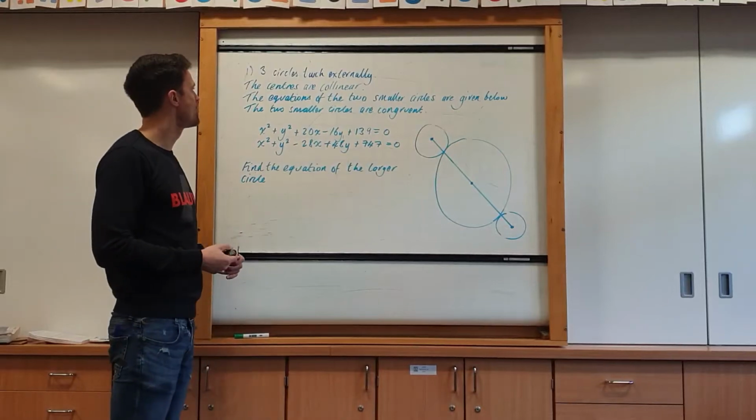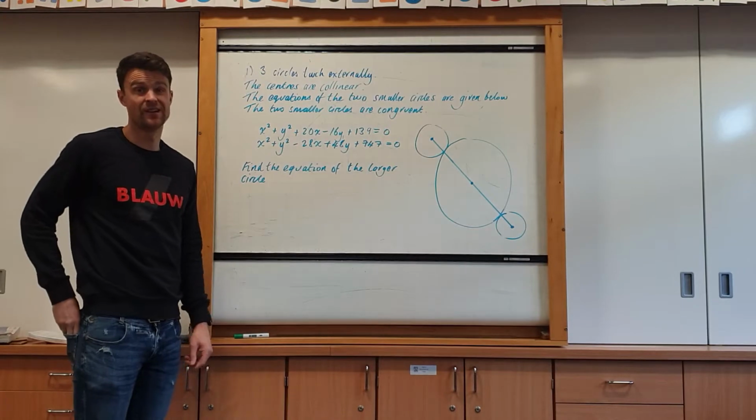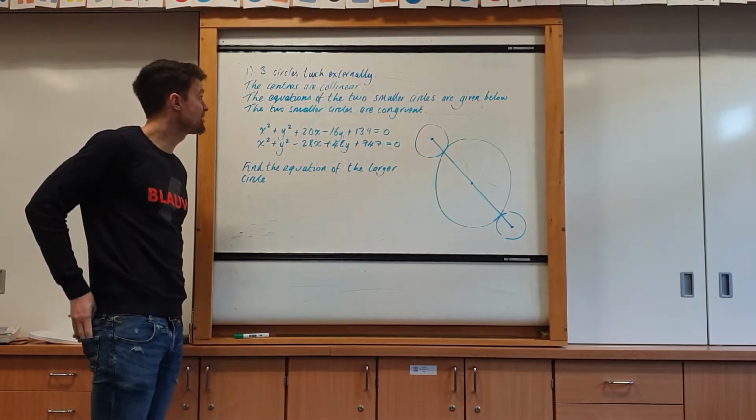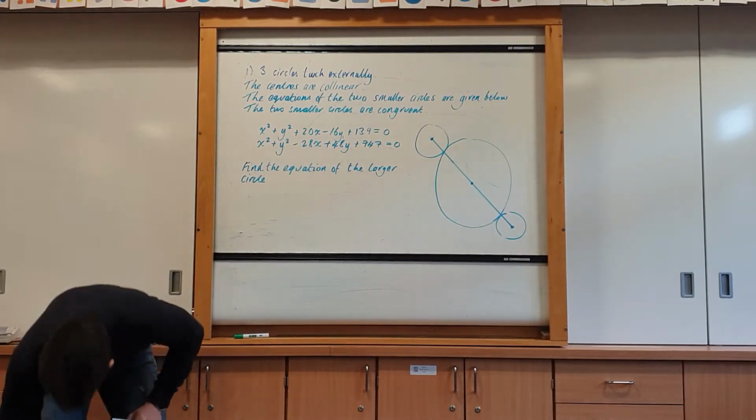Just another example on circles from the higher course. I'll just read this out just in case you can't read my writing. So we've got 3 circles touch externally. You can see that from the sketch there.